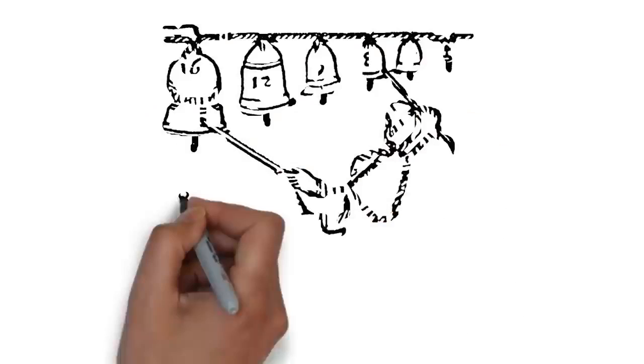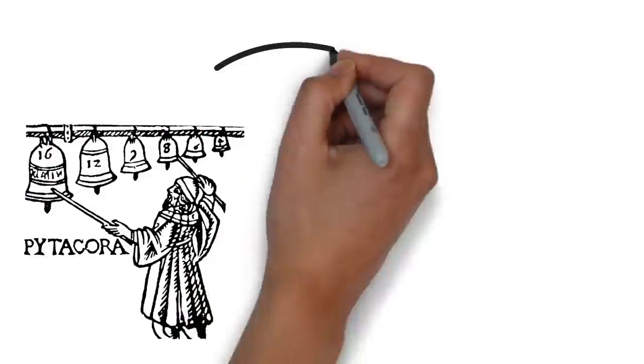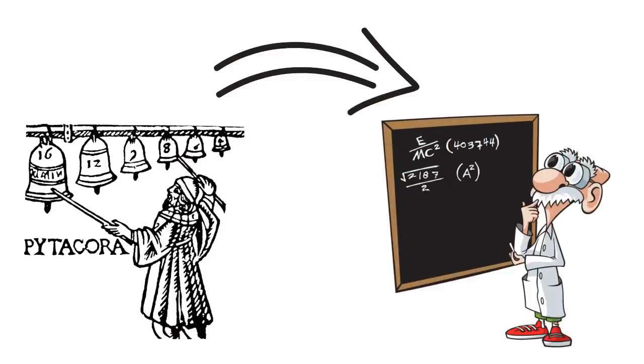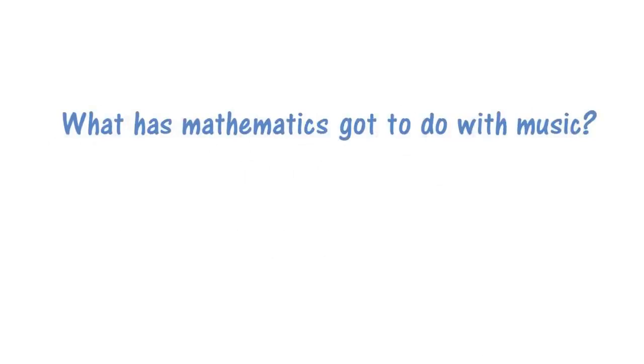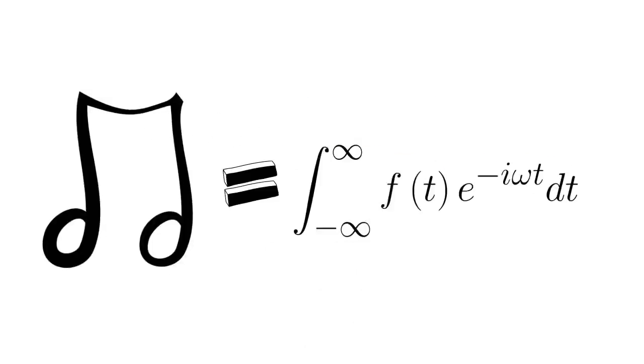The Greek philosopher Pythagoras, in fact, he of the triangle fame. Maybe if Pythagoras was around today, rather than calling him a philosopher, we might call him a mathematician. You may ask what mathematics has got to do with music. Well, the answer is quite a lot actually. Sound is a very mathematical phenomenon.